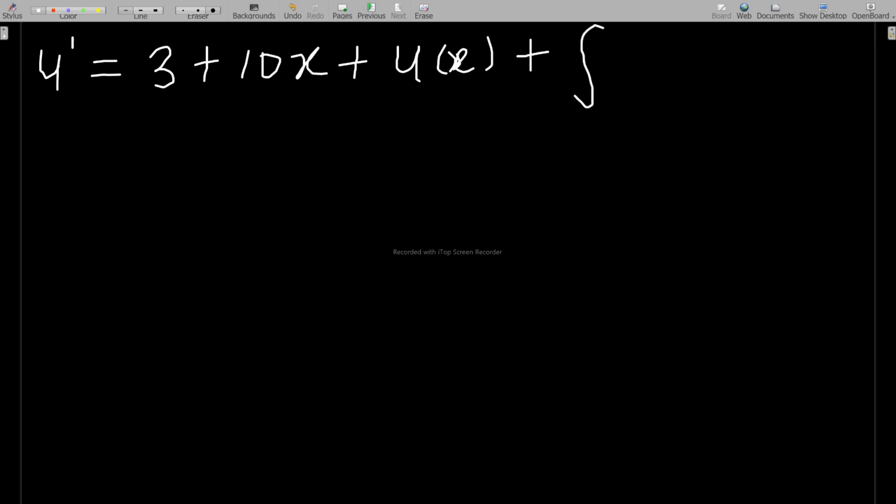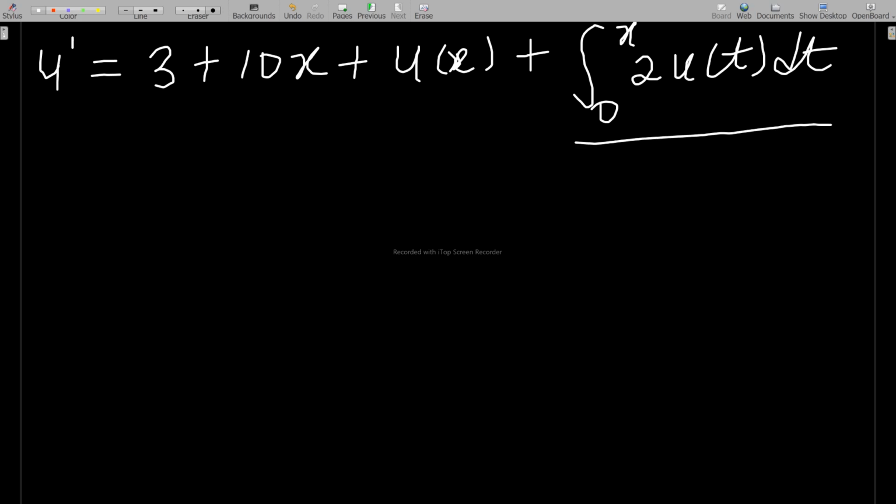It gave us the integral from 0 to x of 2u(t) dt. Now there is still an integral sign here, so what we can do is continue and differentiate the whole of this integral equation again, because we don't want to see any integral sign at the end. So we continue and differentiate with respect to x.